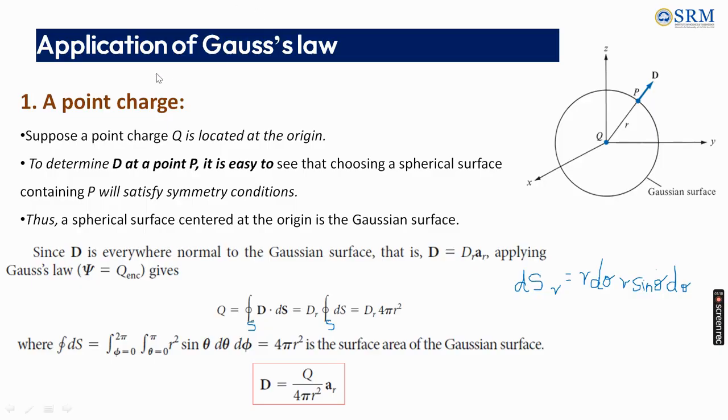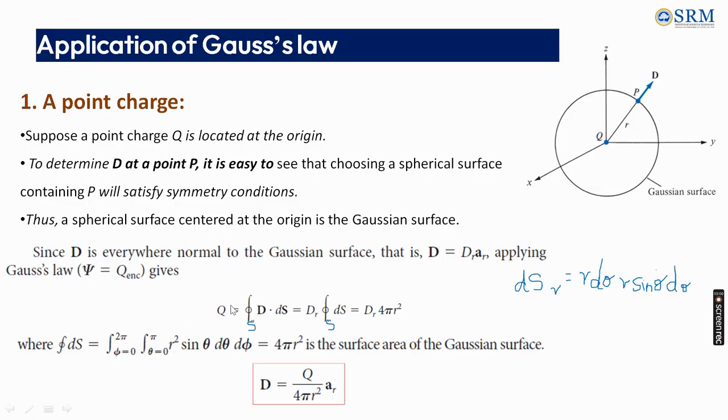Now let us see the application of how the electric flux density is computed for a point charge. The point charge in this case is located at the origin, and we are interested in finding the electric flux density at a point P, which is at a radial distance r. Using this we construct a closed surface called the Gaussian surface, a spherical surface here, and the electric flux density has no other components; in spherical coordinates (r, theta, phi), only the D_r component along the unit vector a_r is present.